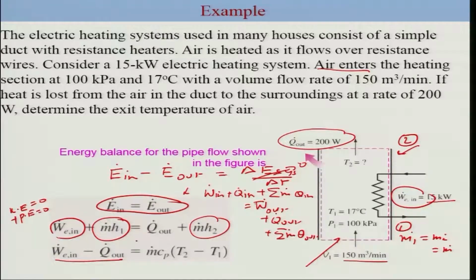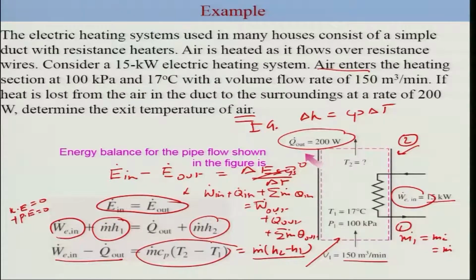This apparently is nothing but m dot (h2 minus h1), considering air as an ideal gas, and we know that delta h is nothing but Cp delta T. So we can write this expression in terms of Cp. This is a simple energy and mass balance for a fluid flowing through a duct having certain energy transfers as well as work interactions.